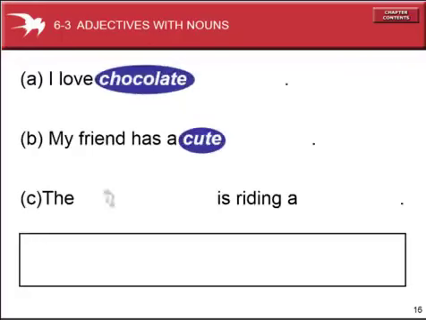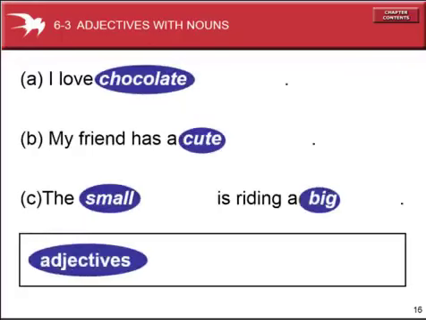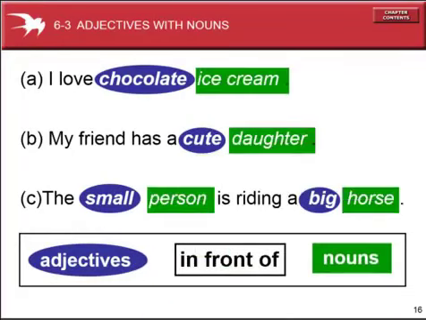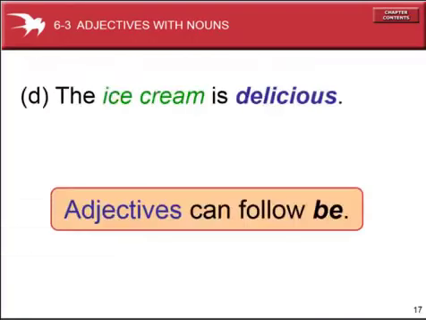So look at this sentence. I love chocolate. My friend has a cute daughter. The small person is riding a big horse. So we know that an adjective is placed before the noun. Sometimes an adjective follows the be verb. Ice cream is delicious. Here is noun plus be verb plus adjective.